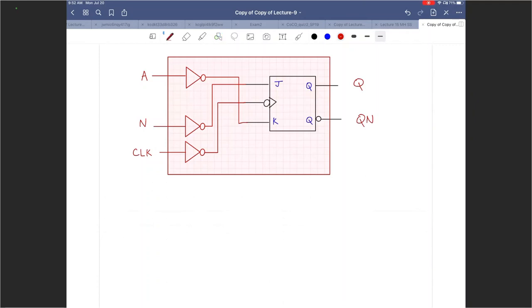So that was AN positive edge triggered AN flip-flop using negative edge triggered JK flip-flop. All right, I hope you guys have found this helpful.